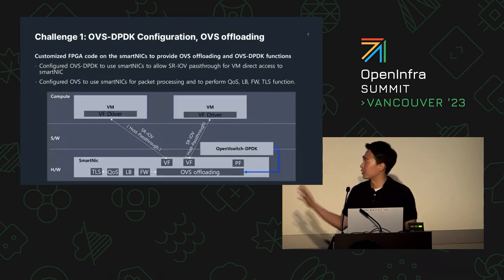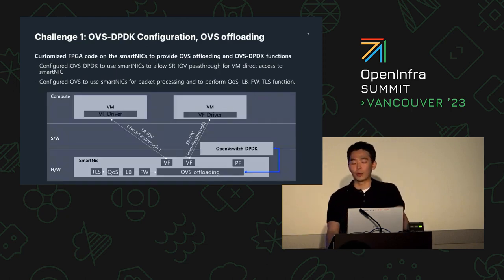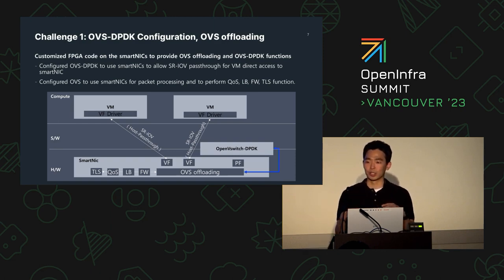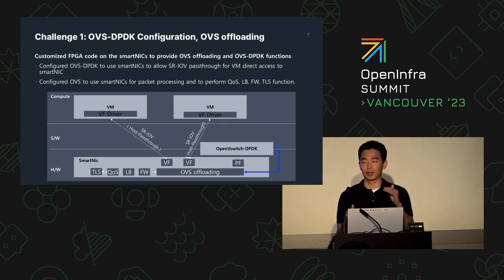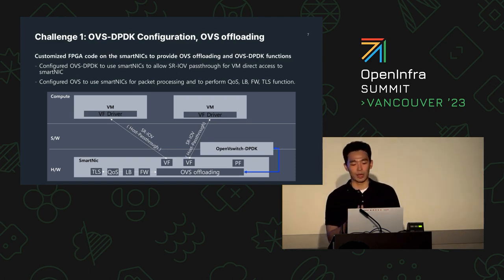So this is a basic diagram and architecture of how we utilized it. SmartNICs operate like a server inside of another server, allowing virtual machines to communicate directly without being interrupted by the interfaces in between. So they decrease the tap device overheads and the interfaces between the kernel layer. And to enable these functions, we customize the FPGA code within the SmartNIC to provide the OVS offloading capability and the OVS DPDK capability.